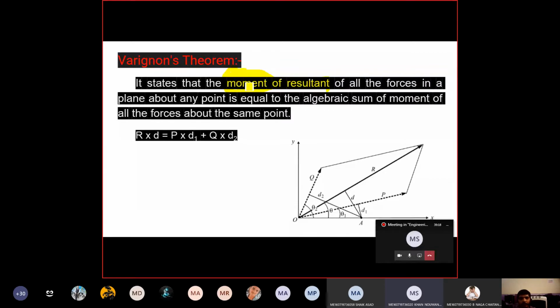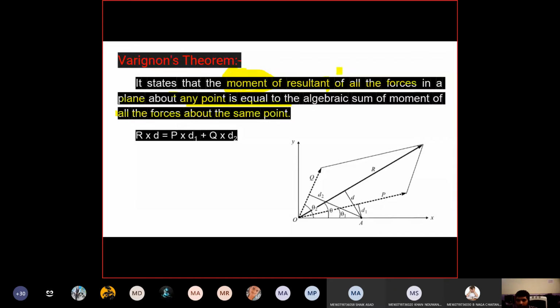For the time being, remember load into perpendicular distance. Now listen. Varignon's theorem states that the moment of resultant of all the forces, let us consider 10 forces acting on a body, about any point in a plane is equal to the algebraic sum of the moments of all the forces about the same point. Now I will explain with the help of that equation.